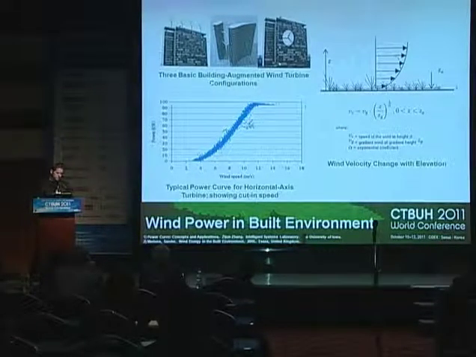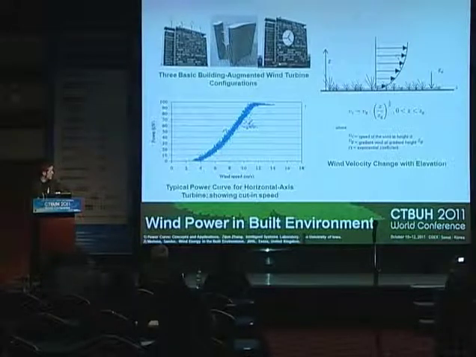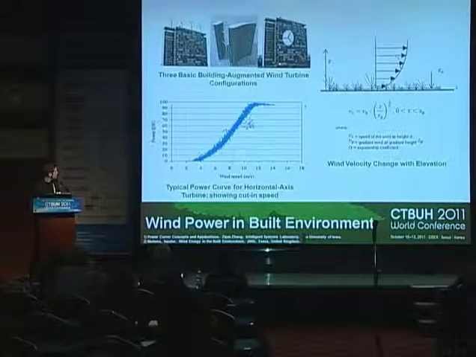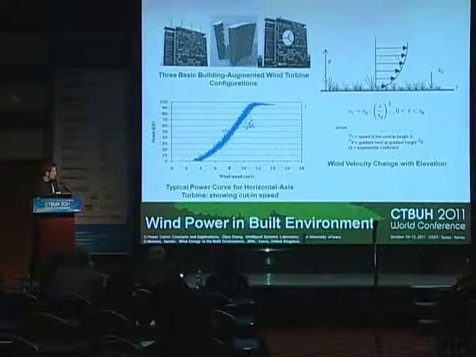right. So the diversity of wind power potential in the built environment is explored. We have the three basic building-augmented wind turbine configurations, either taking advantage of accelerated wind speed over the top of the building, using the buildings to channel wind between, as in the Bahrain World Trade Center, or punching holes through the buildings. This shows, on a typical wind turbine, the amount of power generated compared to the wind speed. So you have a cut-in speed and a cut-out speed. And to optimize, you want to float around here.